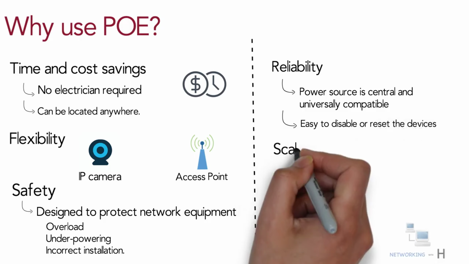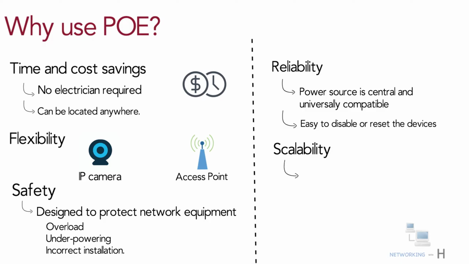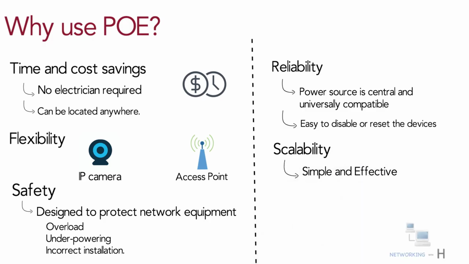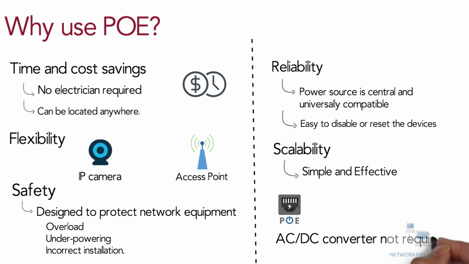The next advantage we have is scalability. Having power available on the network means that the installation and distribution of network connections is simple and effective. Since it supplies DC power over the Ethernet cable, the devices do not need an AC-DC converter.